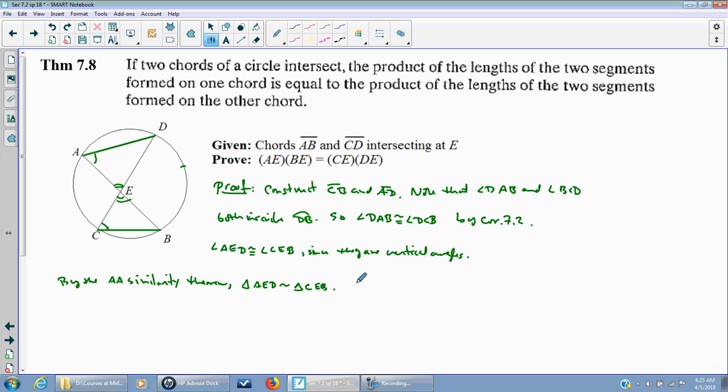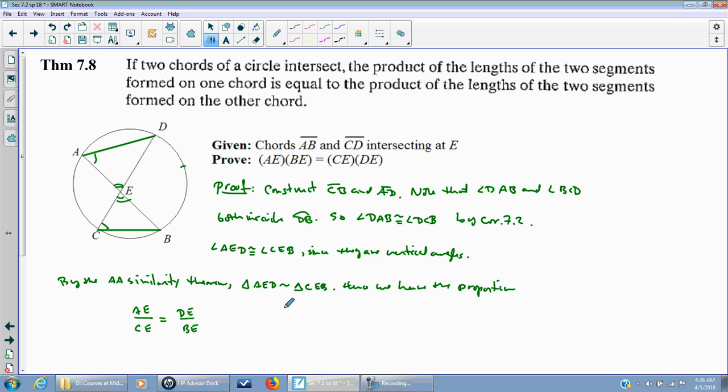Once we have similar triangles, we have lots of ratios that are the same. Hence, we have this proportion that AE is to CE as, these two sides correspond, DE is to BE.